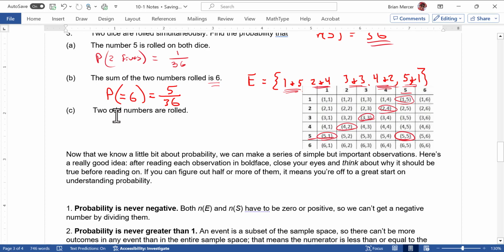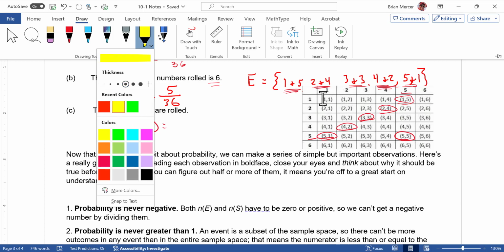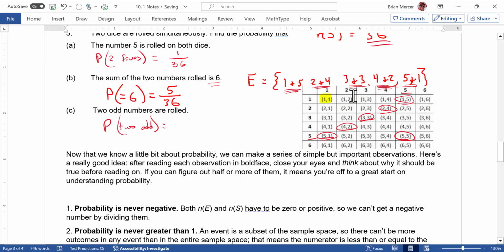What about 2 odd numbers? So the probability of getting 2 odd numbers. So then you got to think about it and say, I'm going to highlight the ones where you see 2 odds. Highlight that yellow. 2 odds. So 1 1 and 3 1 and 5 1.